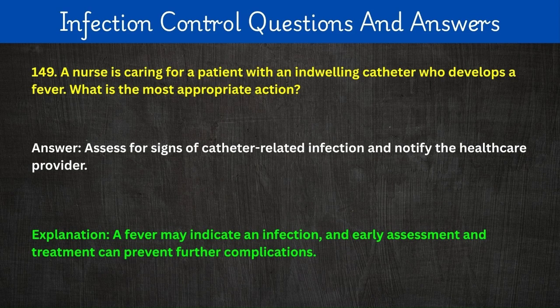149. A nurse is caring for a patient with an indwelling catheter who develops a fever. What is the most appropriate action? Answer: assess for signs of catheter-related infection and notify the healthcare provider. Explanation: a fever may indicate an infection, and early assessment and treatment can prevent further complications.